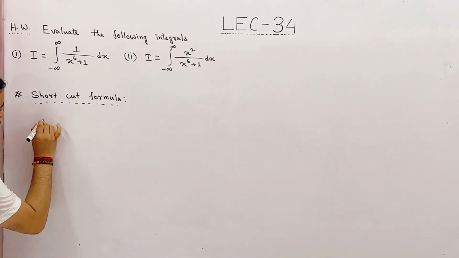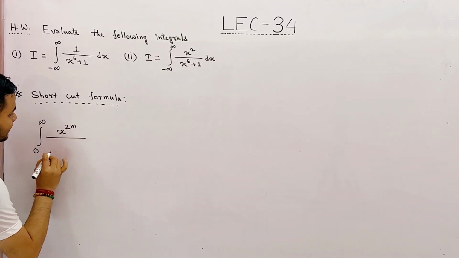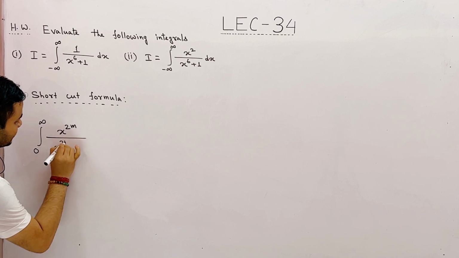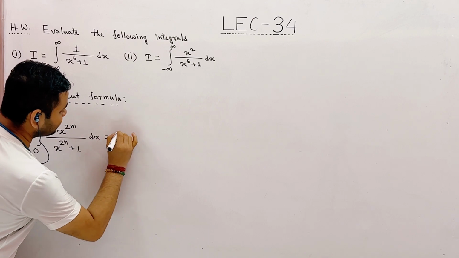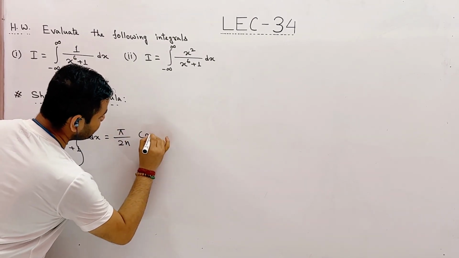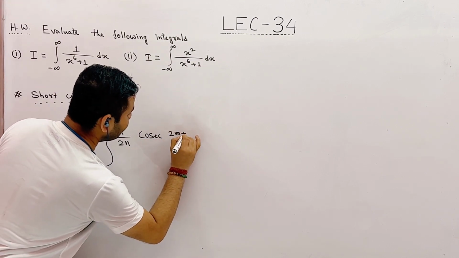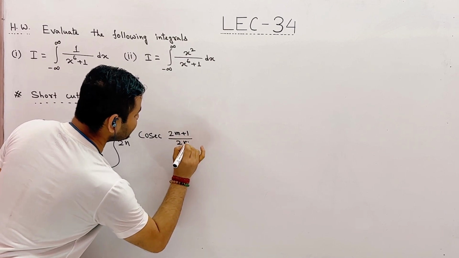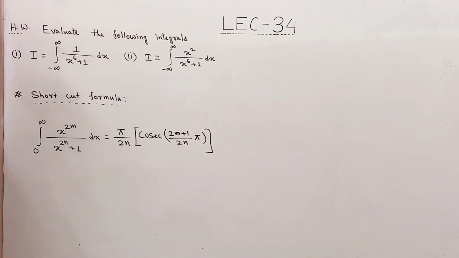Shortcut formula: integration 0 to infinity x to the power twice m divided by x to the power twice n plus 1 into dx is equal to pi divided by twice n into cosec of twice m plus 1 divided by twice n into pi. Now, let me solve these two problems by using this shortcut formula.